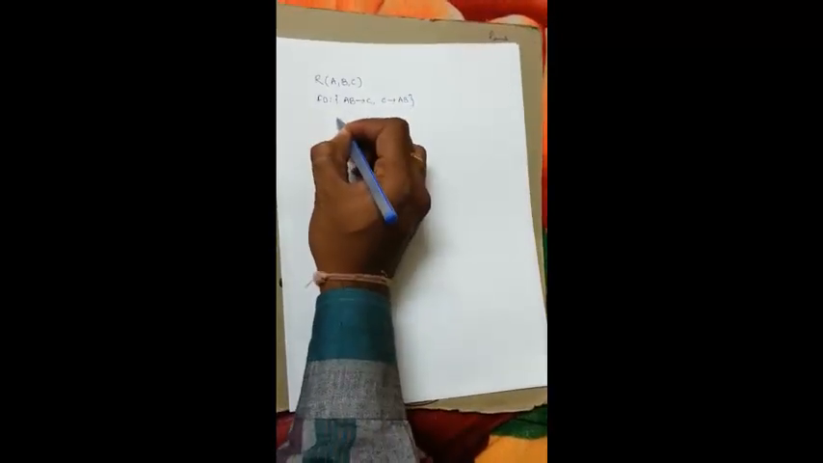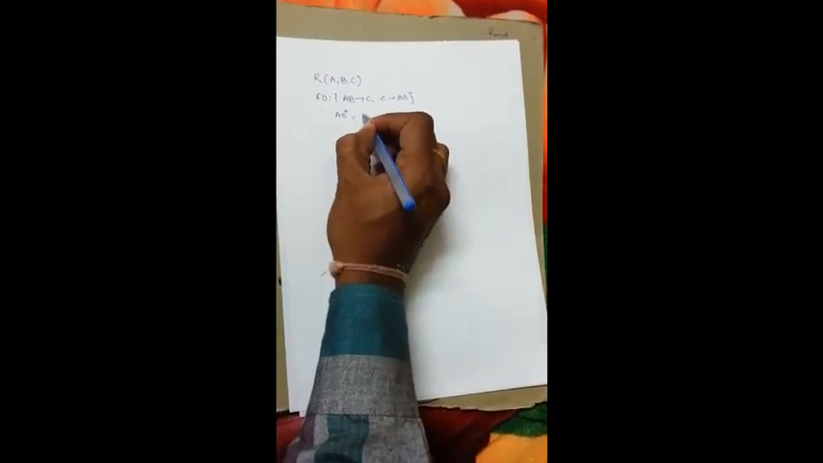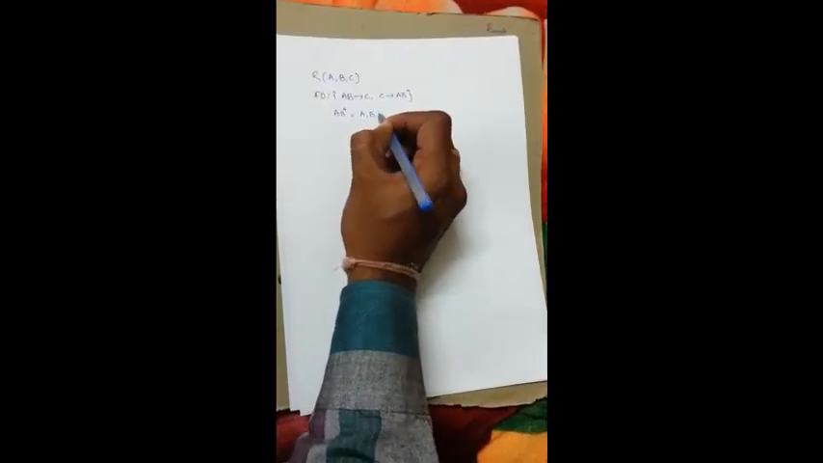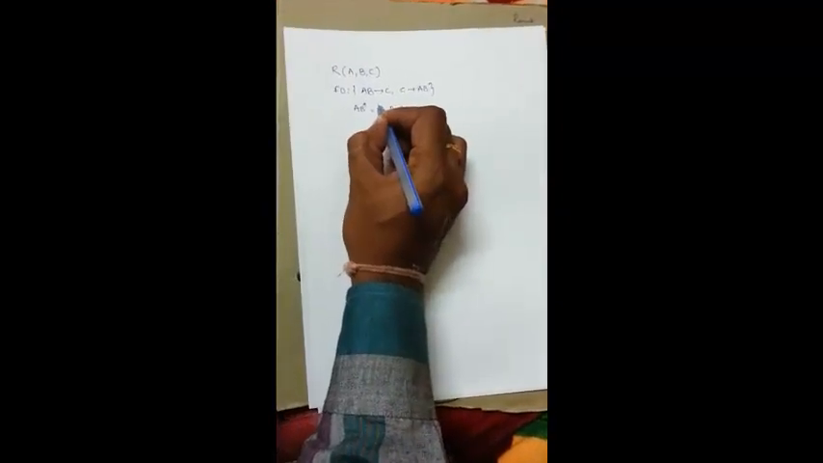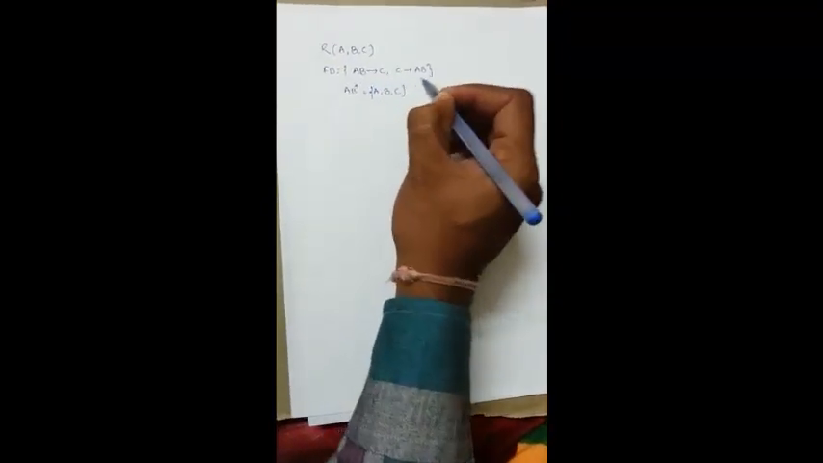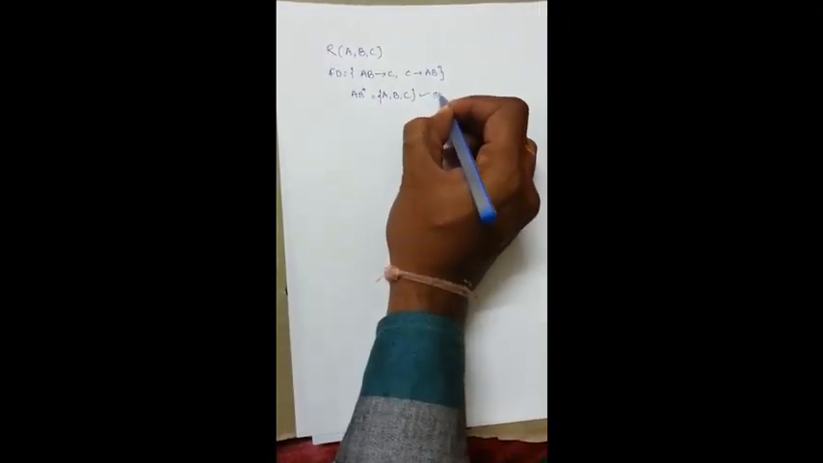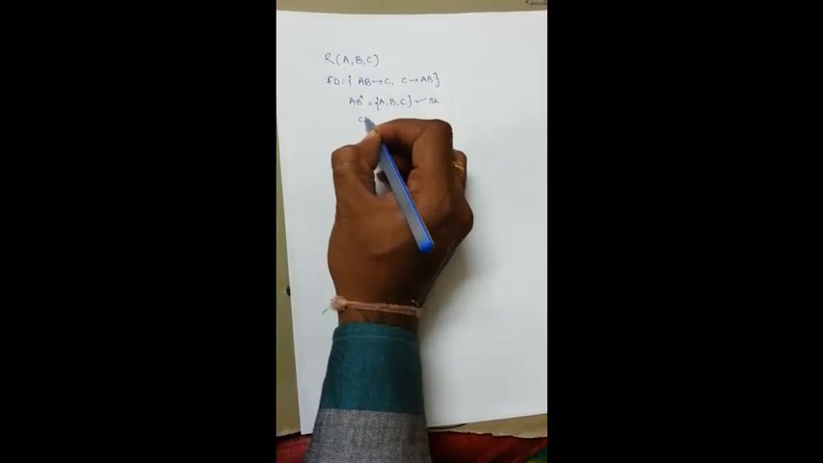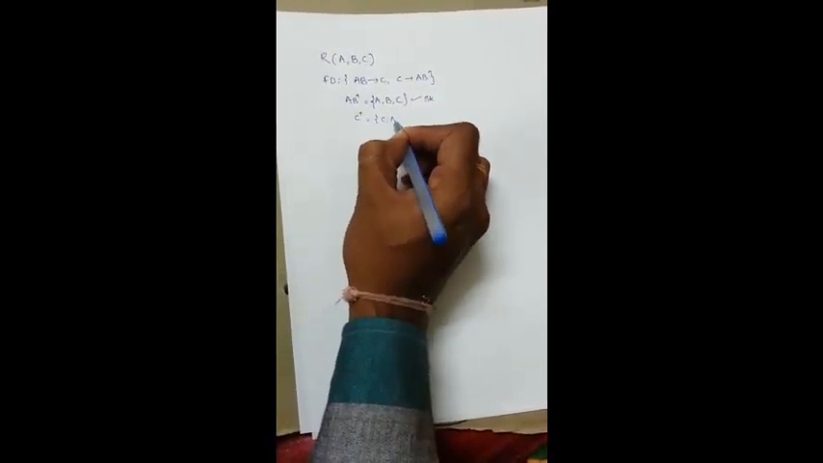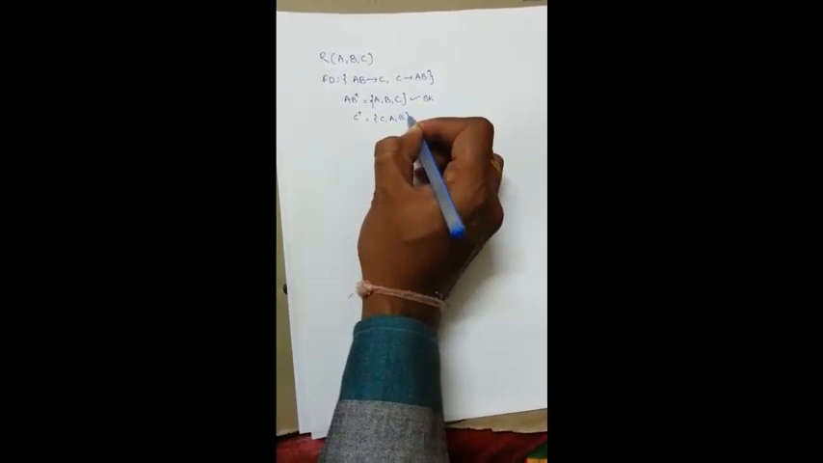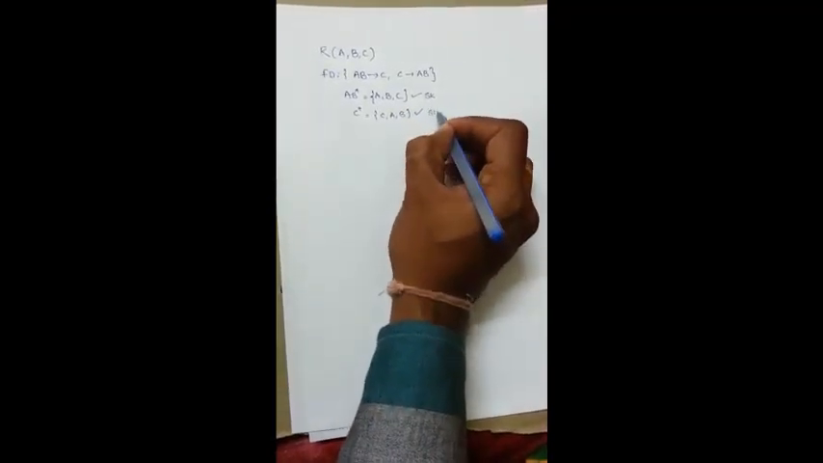When you find AB closure, you will get A, B and C, which is all the attributes of a relation, and then it can be called a super key of the relation. When you find C closure, it is C, A and B. It is also all the attributes of a relation and it is called a super key of the relation.